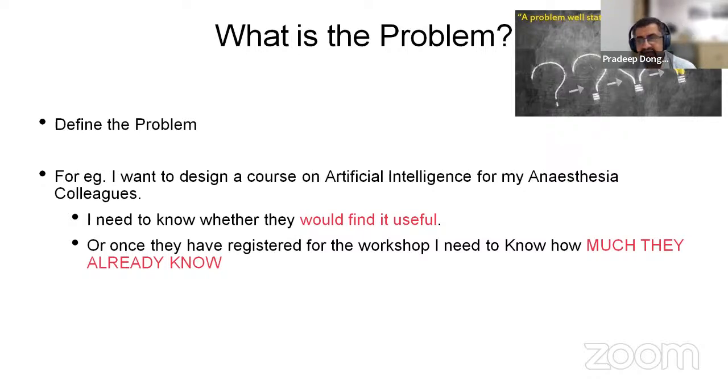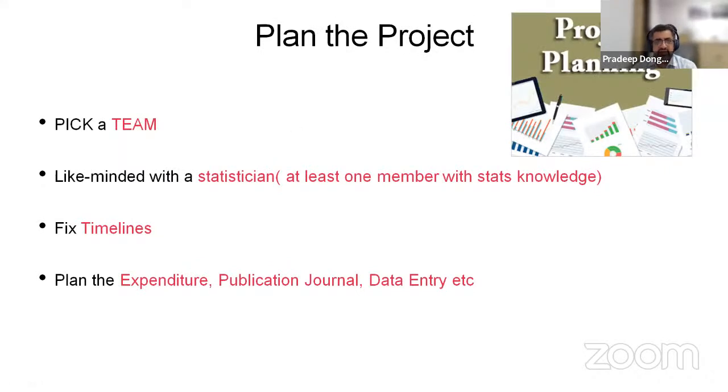I may want to know what my colleagues would find useful. That is very, very important when you're designing such a course or designing a workshop for them. Or you may want to know how much they already know. Many of the people may know many things about artificial intelligence, and you may just need to give them some pointers. So you may need to know where you have to concentrate more and what sessions you need to include. So it's very important to define your problem and what you want to assess in the population. The second main important step in planning is planning your project.